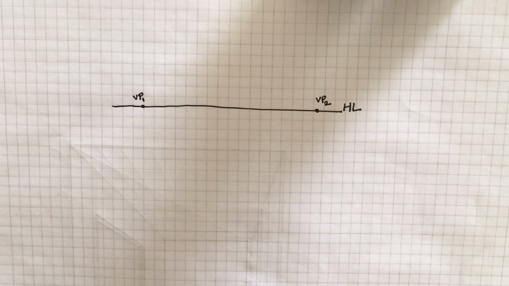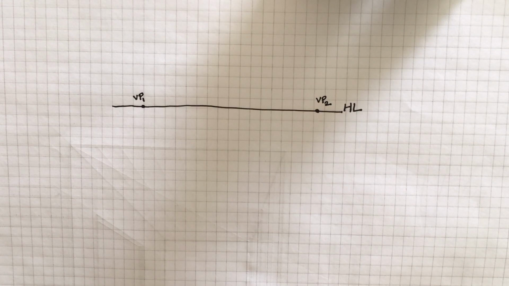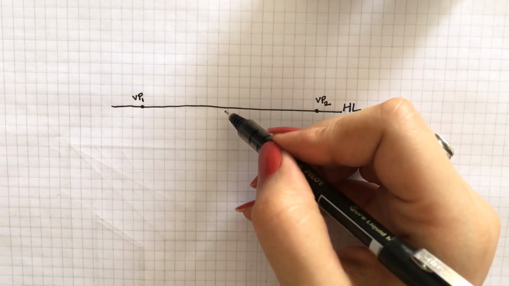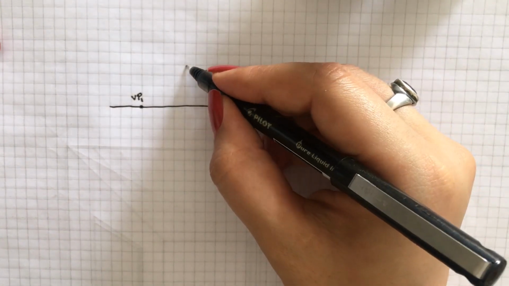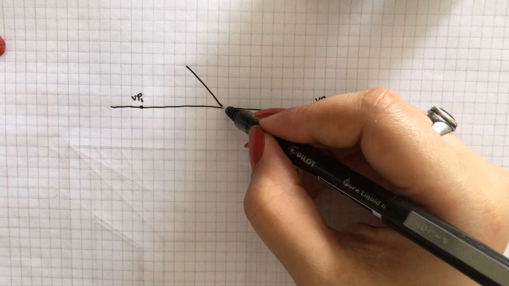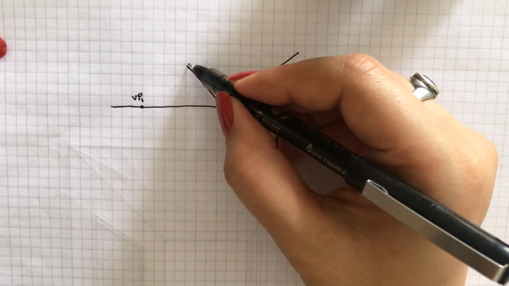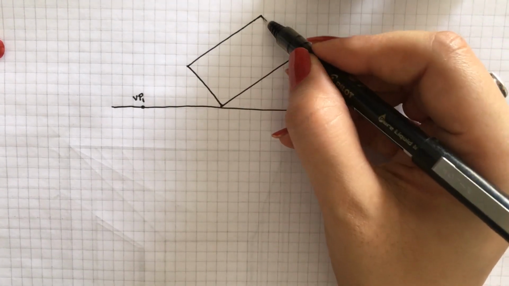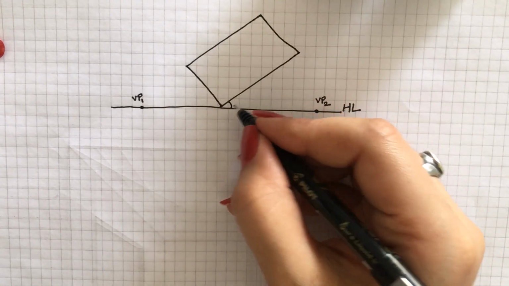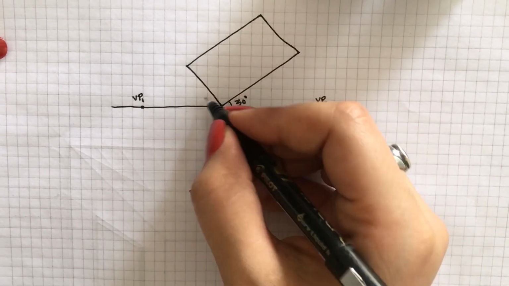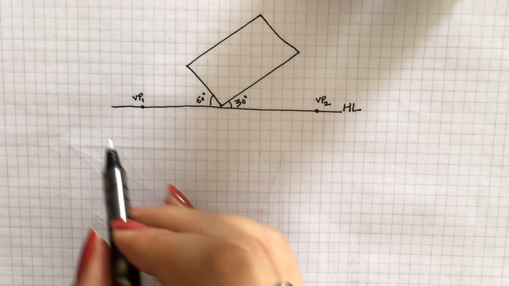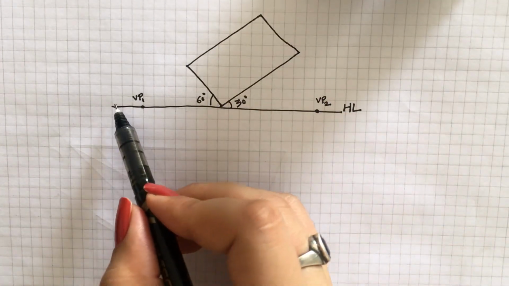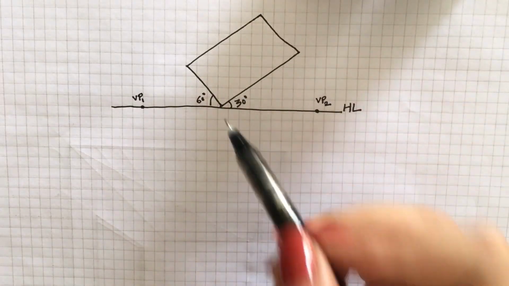Now the third thing is when we have an object, we need to mark a top view here at 30-60 angle. So I'm going to mark my cuboid here with 30-60 angle. So this will be 30 degree, this will be 60 degree. We have horizon plane, we have vanishing points, we have an object.